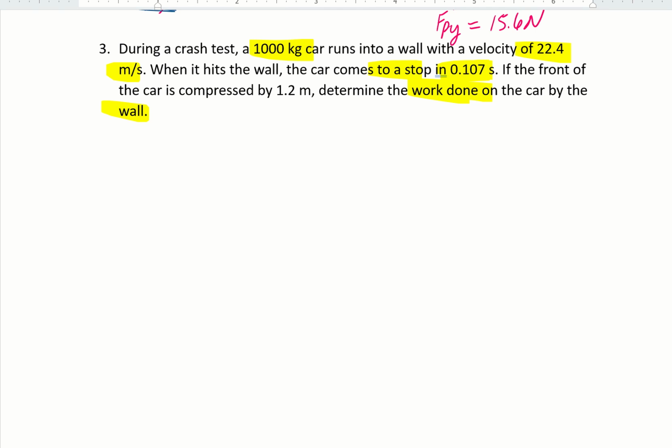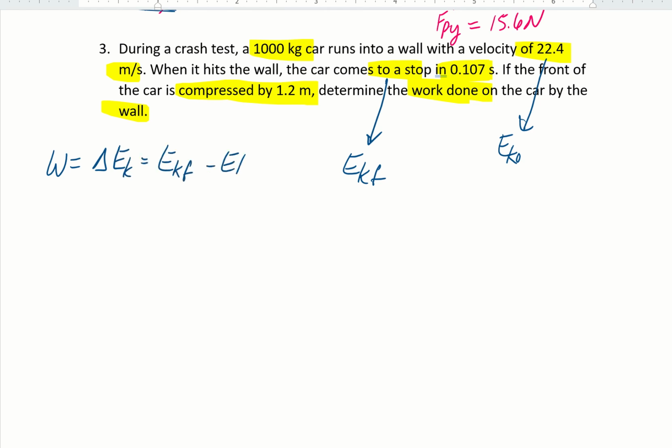Okay, so work is being done because the car is being compressed by 1.2 meters, so that's our displacement, and obviously there is some sort of force being exerted. All right, so we can reason through this. I'm initially going 22.4 meters per second. So that could be my EK initial. And then I come to a stop. That could be my EK final. So work is equal to change in kinetic energy, which is EK final minus EK initial.